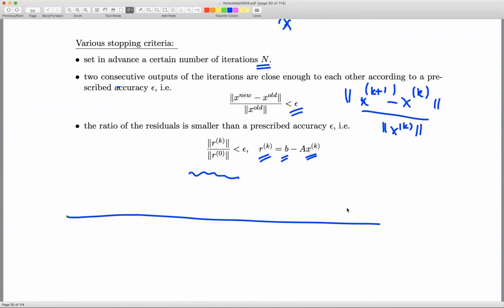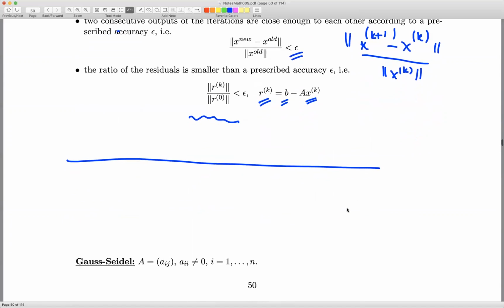Okay, this is the end of this lecture. The next lecture will discuss Gauss-Seidel and the SOR method. Thank you.